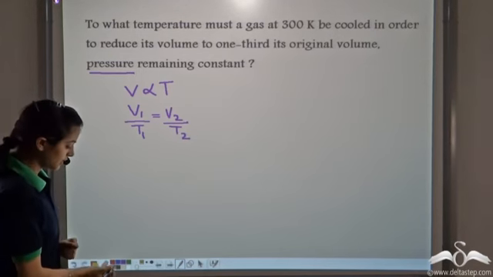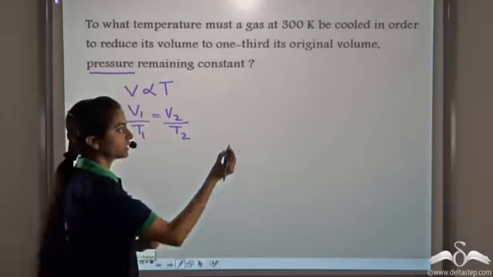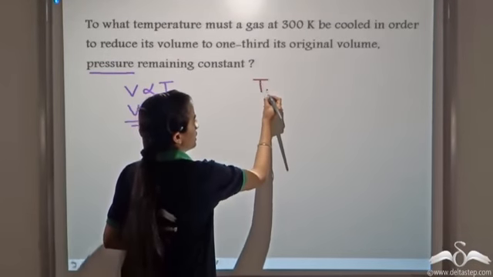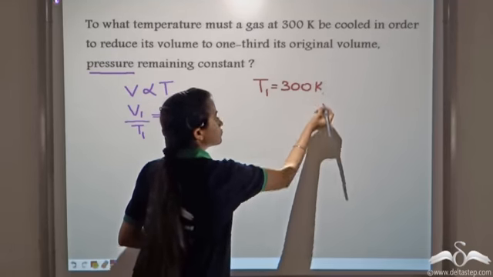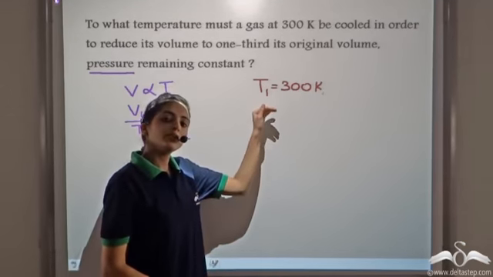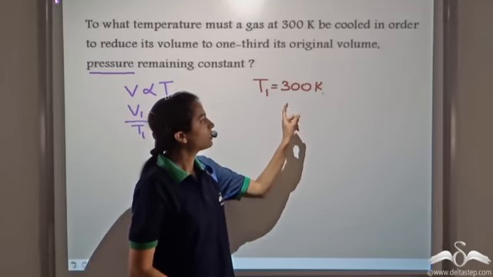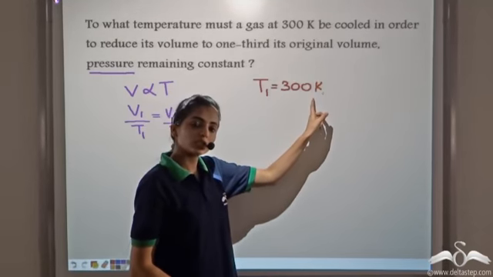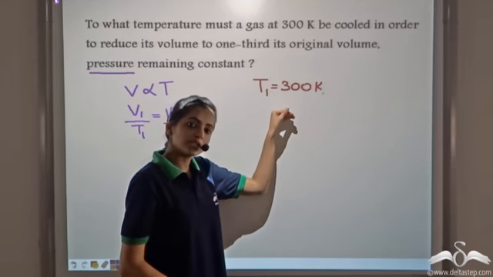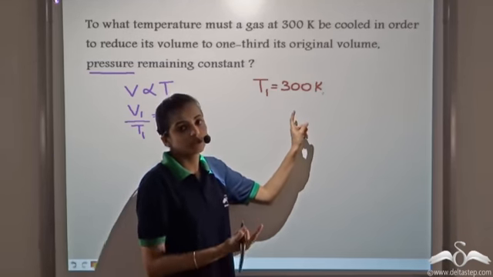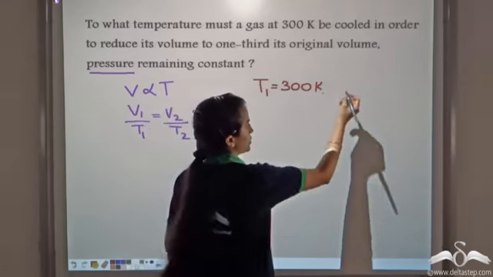Let's write the data that we are given. We are given that the initial temperature of the gas is 300 Kelvin. Keep in mind, whenever we are using Charles' law, we have to use the absolute or the Kelvin values. In this case, we are already given the temperature in Kelvin, so we do not have to convert it. If the temperature was given in degrees Celsius, we always have to convert it to the Kelvin value. Now, we have to find the final temperature.